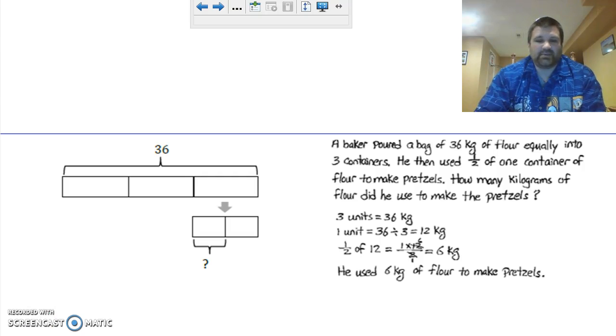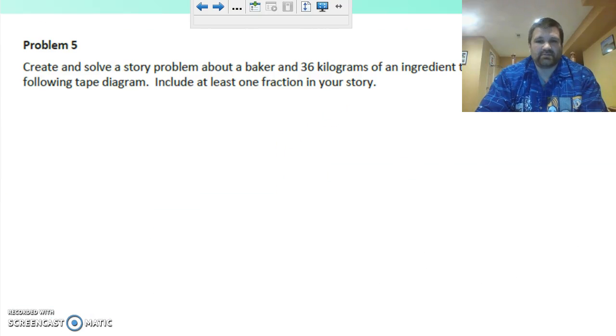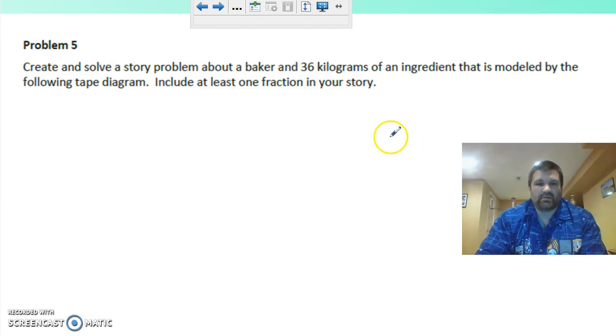3 units equals 36 kilograms. 1 unit equals 36 divided by 3, which is 12. Half of 12 equals, well, it's solved here, 6 kilograms. He used 6 kilograms of flour to make pretzels, which is pretty good. So if you came up with a different way to solve this, show it to me. Let's just make sure it makes sense.